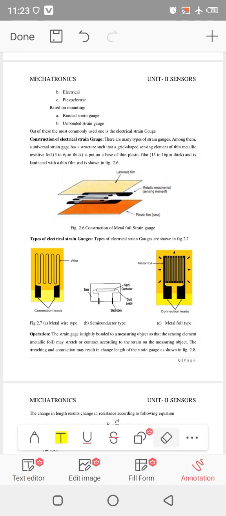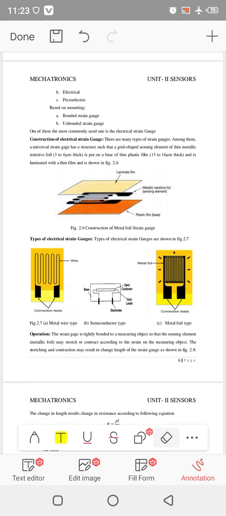Construction of strain gauge. There are many types of strain gauge. Among them, the universal strain gauge has a structure that creates metallic resistance. In short, we have a laminate film, and this metallic resistance foil is attached between the laminate film and the plastic film. Between them we can get metallic resistance foil type electric signals.